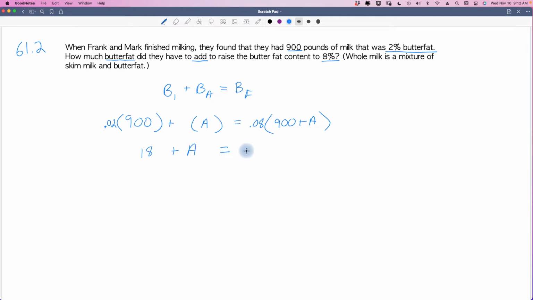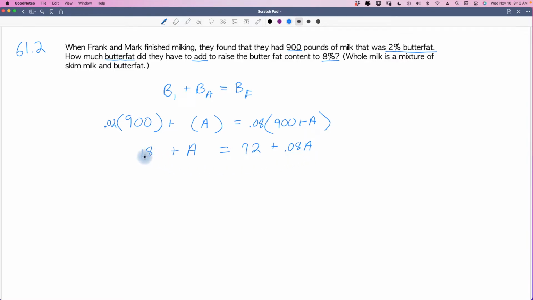So we multiply 0.02 times 900, we end up with 18, plus some amount added of butterfat, and that's going to equal 0.08 times 900, it's going to be 72, plus 0.08 of butterfat added. So now we just solve, just like normal.